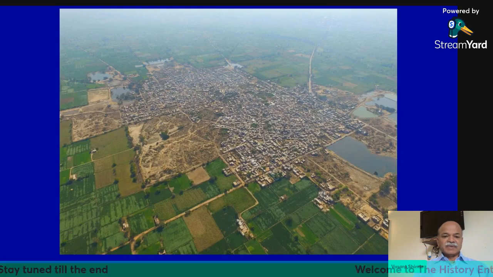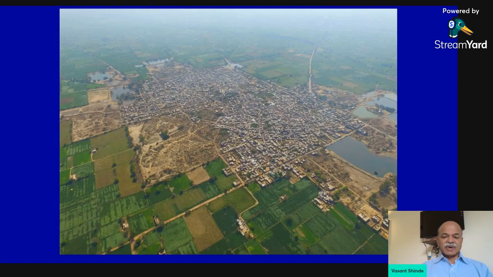So here in the picture you can see a part of the site. This is a very huge site, nearly spread over an area of 550 hectares, that we calculated with the help of the latest geophysical instruments. But maybe a very small portion, maybe one-tenth of the site, is surviving today. Most of the site has been destroyed by the local people.